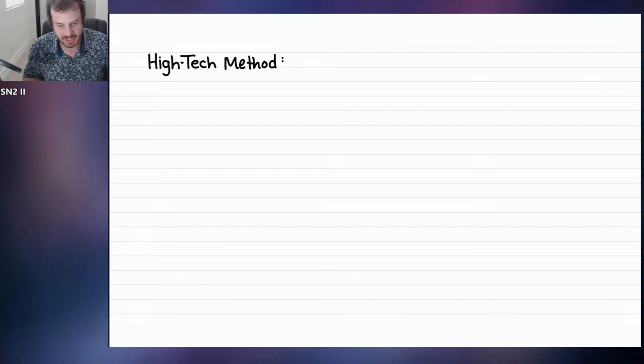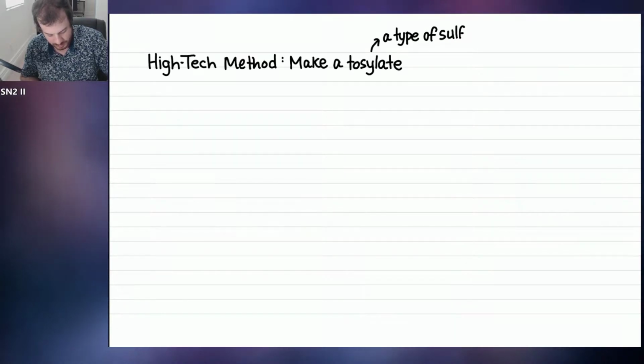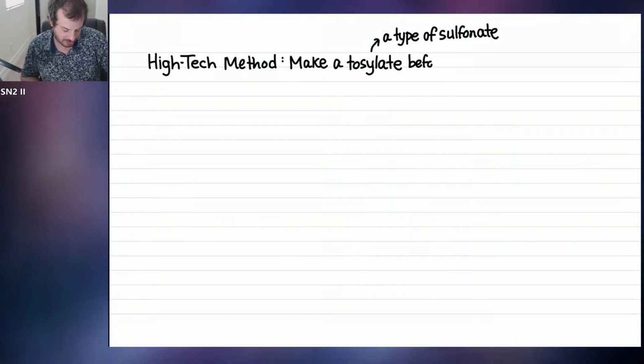The high-tech method involves turning the OH group into a different good leaving group, specifically the sulfonate. So you may have seen that the sulfonate, that RSO3-, was one of the good leaving groups. You're probably wondering, well, that's such a random leaving group. Why would that be mentioned? Well, it turns out it's because of this high-tech method. So in this method, we are going to make something called a tosylate, which is a type of sulfonate, one of our 5 good leaving groups. And then do Sn2 on it.